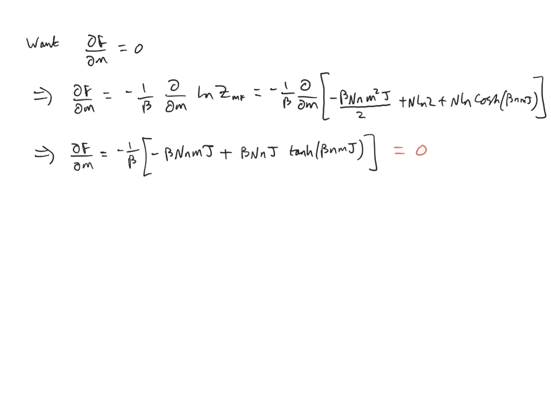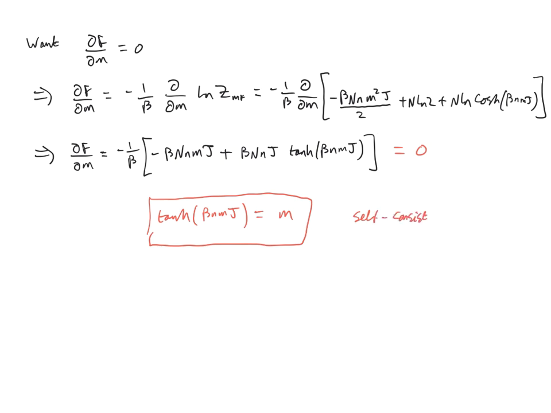What does that give us? Well, it tells us that the tanh of beta n m J is equal to m. And so this is the self-consistency equation that we're looking for, a self-consistency equation for the magnetization in terms of the temperature, remembering, of course, that beta in this equation is 1 over kBT. So this equation has a hyperbolic tangent involving the magnetization on the left-hand side and also the magnetization on the right-hand side, and that is a transcendental equation that doesn't have any closed-form solutions.